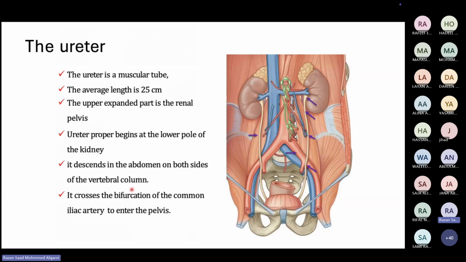The ureter is a muscular tube. It's about 25 centimeters.